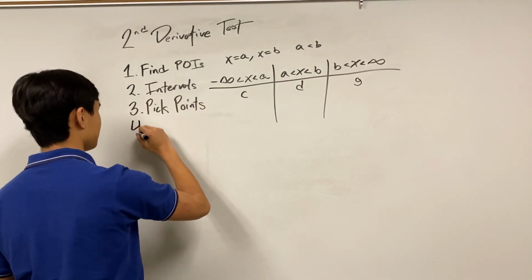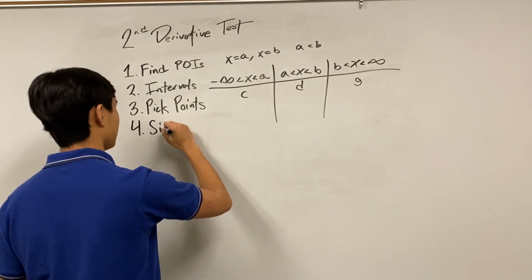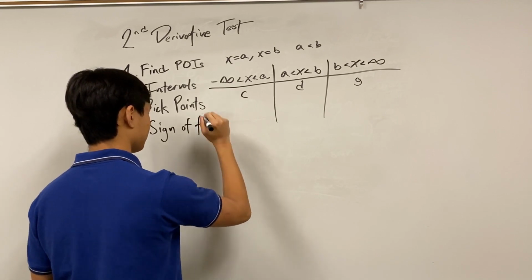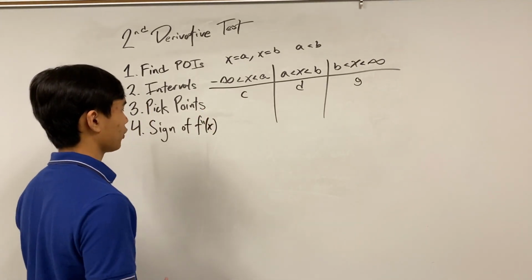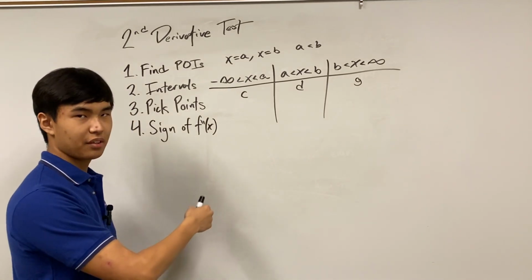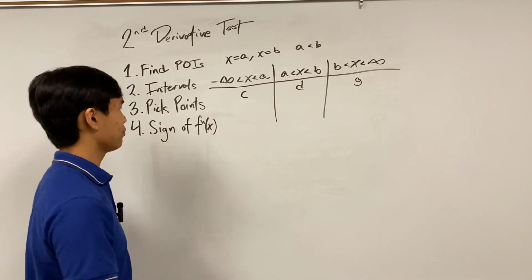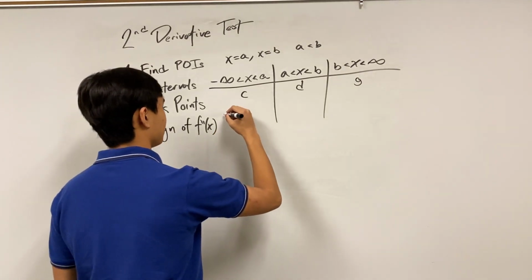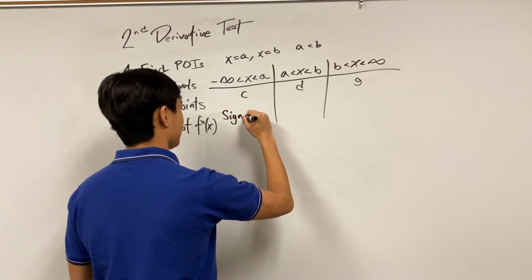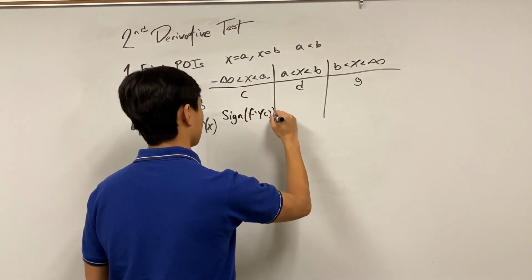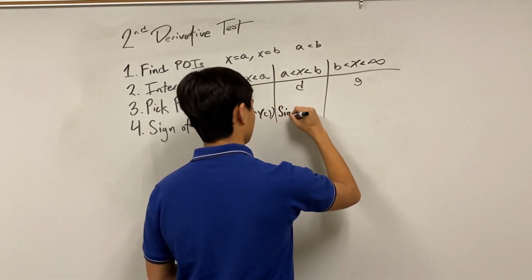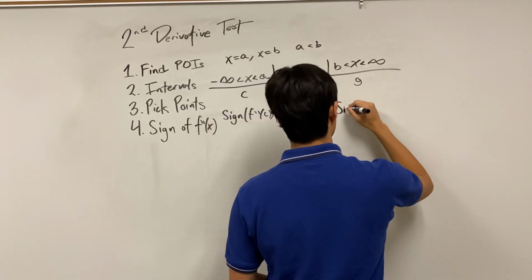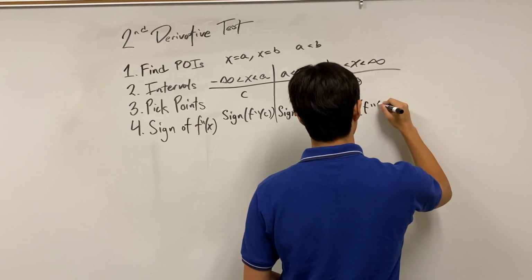And for the fourth step, we find the sign not of f prime of x, but the sign of f double prime of x. Right? Because we're trying to find where the first derivative is increasing or decreasing, and we do that by determining what the second derivative is doing. So we need to find the sign of f double prime of c, sign of f double prime of d, and sign of f double prime of g.